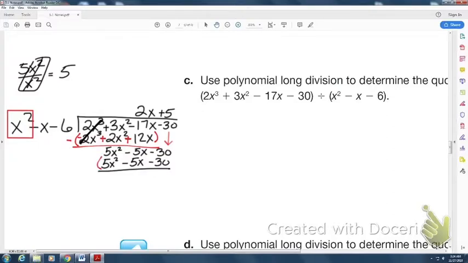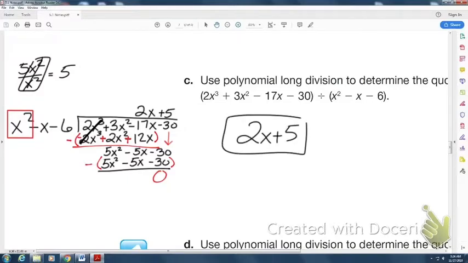And whenever I subtract, somebody already said over there, what's that whole thing going to do? Cancel out. So I've got 2x plus 5. And somebody else already said this over there. Does that mean that x squared minus x minus 6 is a factor of that polynomial? Yes. Why? Because there's no remainder.